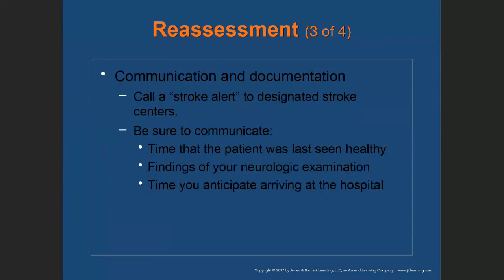You're going to be doing your communication and your documentation. Call a stroke alert to designated stroke centers. Be sure to communicate the time that the patient was last seen healthy, findings of your neurologic examination, and the time you anticipate arriving at the hospital. These will be important, right?